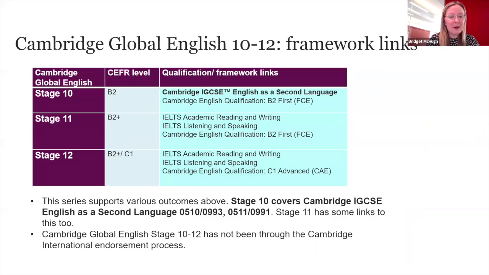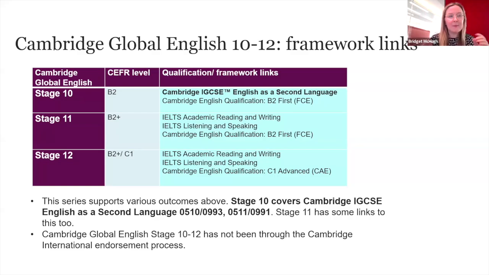And the Global English 10 to 12 does support various outcomes, as Jen was speaking about in her last few slides as well. So stage 10 covers Cambridge IGCSE English as a second language, and some of our stage 9 does some ESL IGCSE ESL task types as well. So 9 and 10 together cover the Cambridge IGCSE English as a second language, but it has not been through the Cambridge International Endorsement process, unlike some of our other series like Peter Luke and Tony IGCSE ESL.